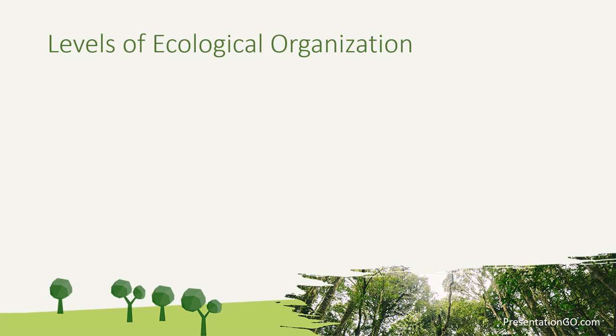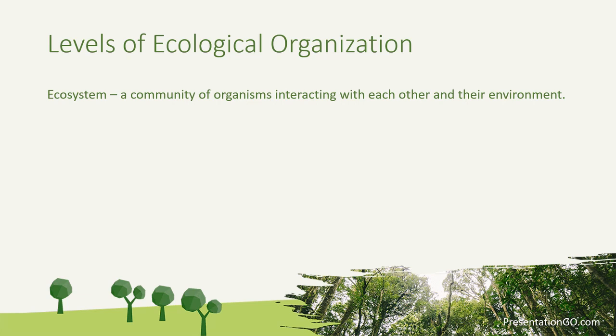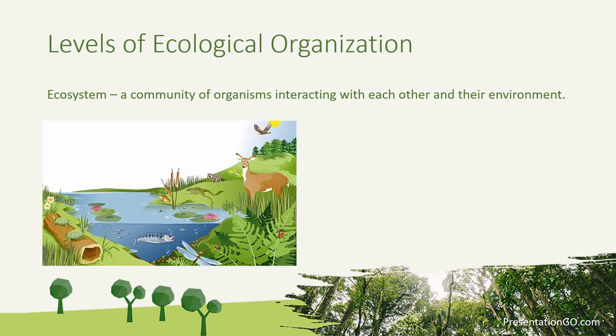The reason for this is because when you do include abiotic factors, your community becomes an ecosystem. An ecosystem is defined as a community of organisms interacting with each other and their environment. In contrast to the picture on the previous slide, this one clearly shows both abiotic and biotic factors.